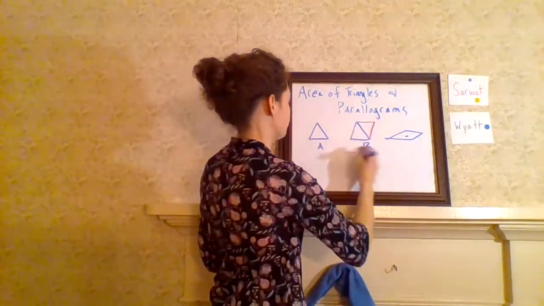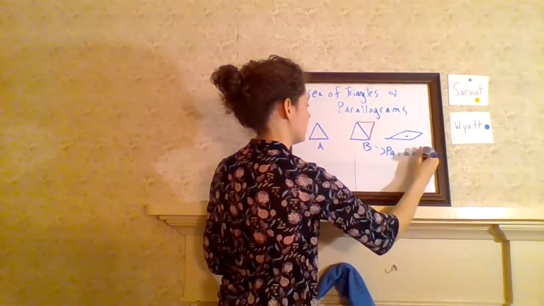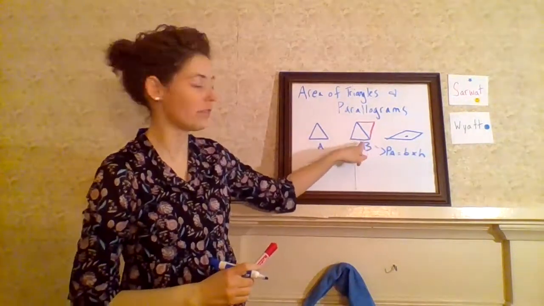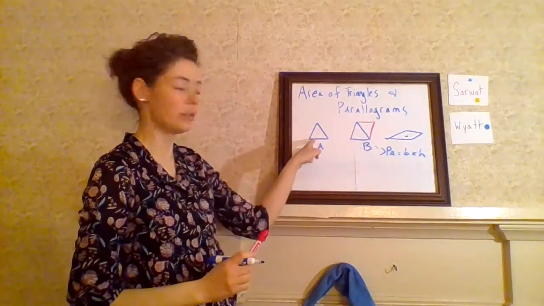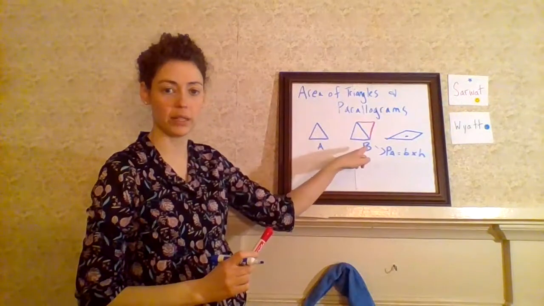Okay, so parallelogram area is base times height. So knowing that you can find the area of the parallelogram by the base times the height, how could we find the area of this triangle? How do these two things relate?